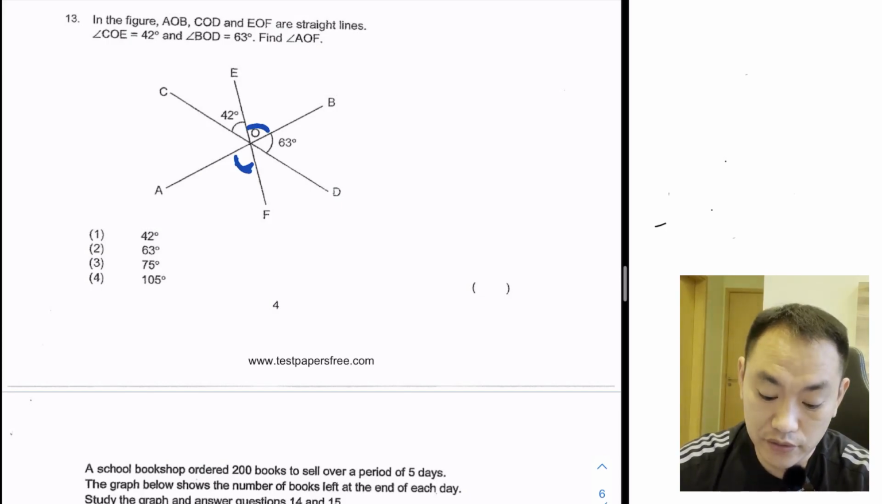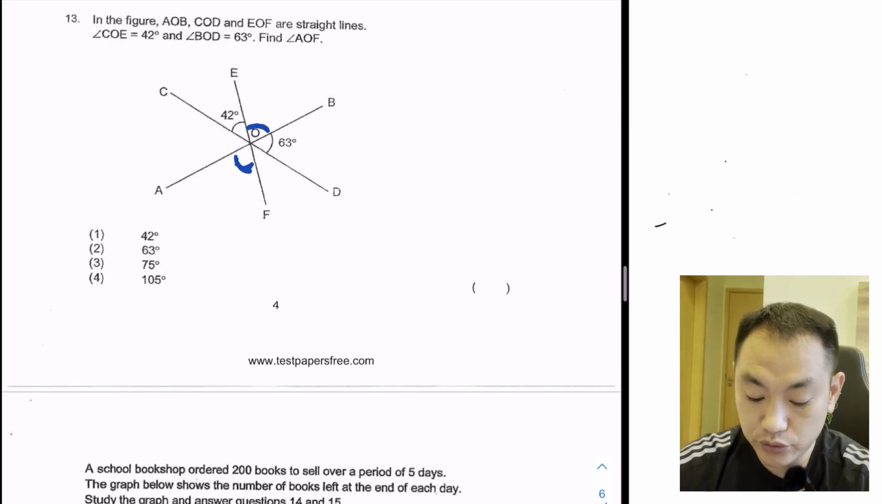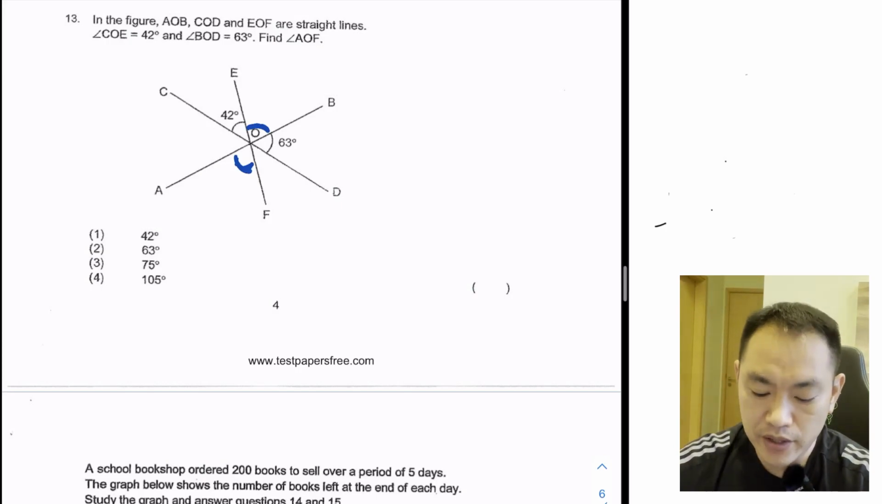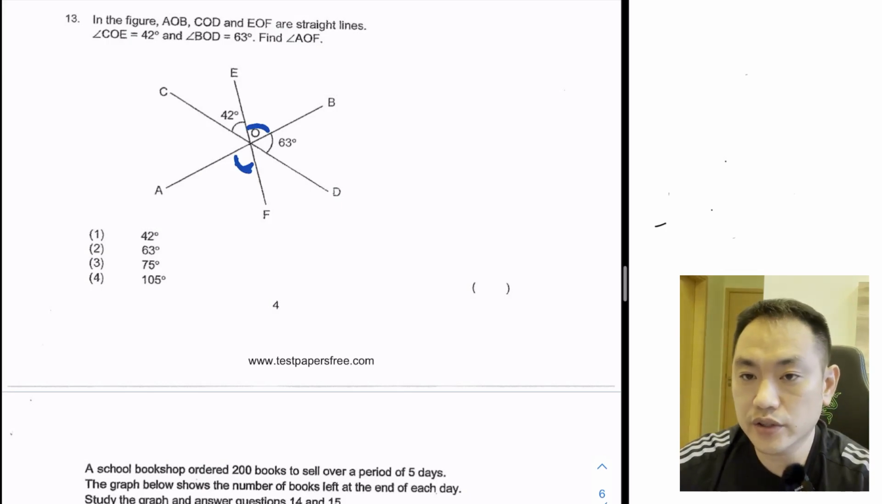So in this question, we have a 42 degree here, and we have a 63. And if you include the angle EOB, which we marked just now, you will form a straight line. So basically, these three angles will add up to 180 degrees. You already know the other two angles, so you will be able to calculate the last one very easily.